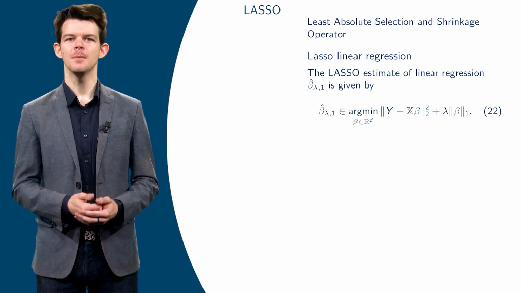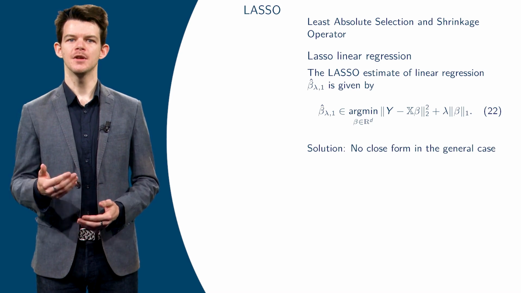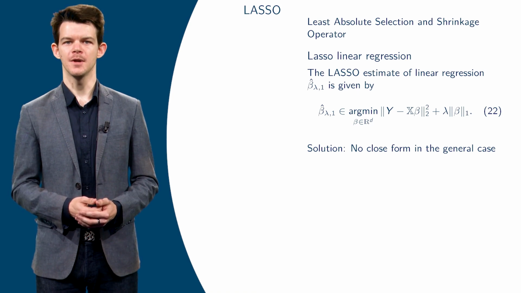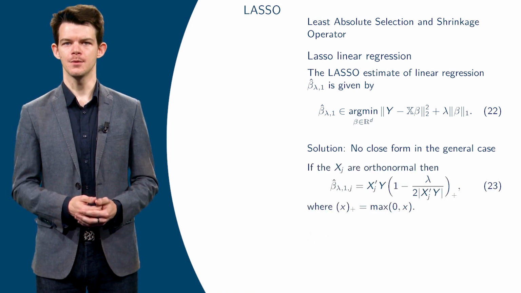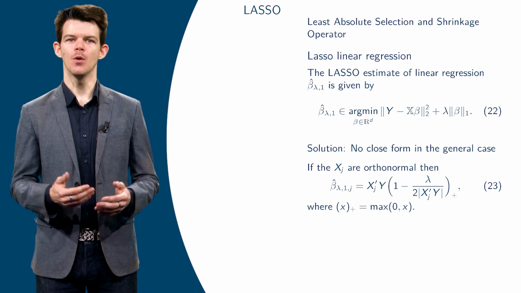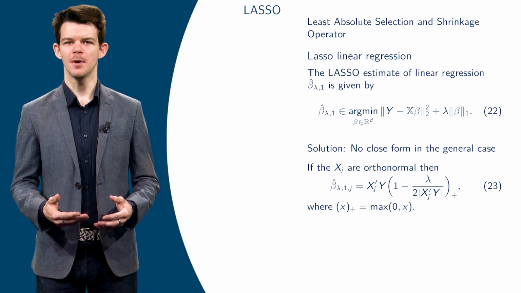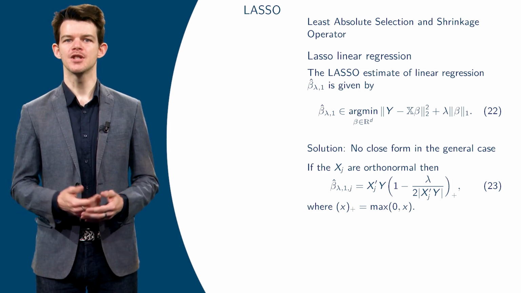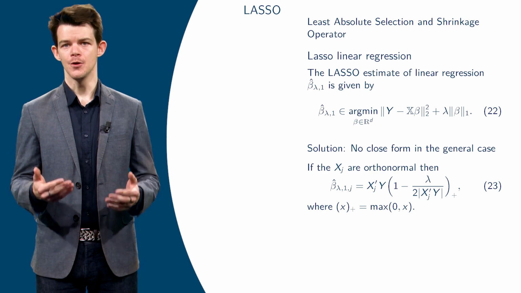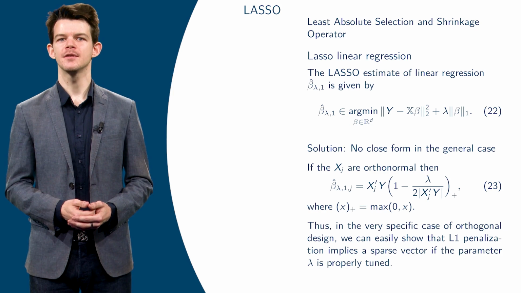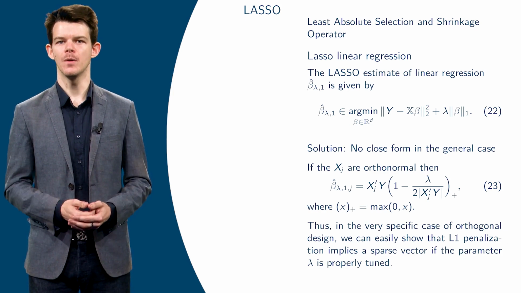In general, this problem has no closed-form solution, but it turns out that if we assume that the variables are orthonormal, then the estimate beta hat lambda 1 writes as in equation 23, which involves the positive part, or equivalently the ReLU function. Based on this expression, you see that for lambda large enough, the term in the positive part is negative, thus the positive part is equal to 0, which means that the corresponding jth component of the estimate is null. This expression proves that adding an L1 penalty enforces the sparsity of the estimate beta hat lambda 1.